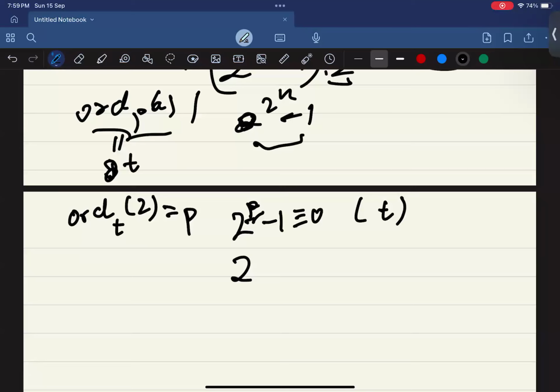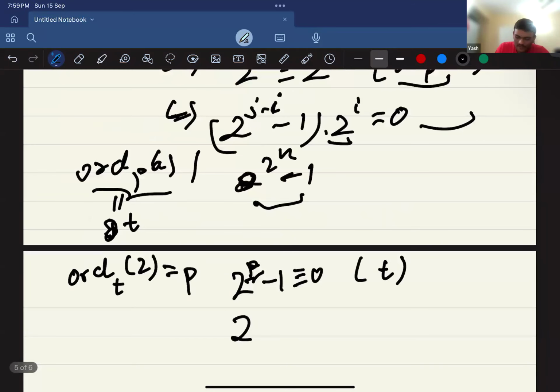Could you please explain it once? I did not get the order of the order. Yeah, so the order of P mod A is T, and then I'm looking at the order of 2 mod T. I call that P. So 2 to the P minus 1 is 0 mod T.